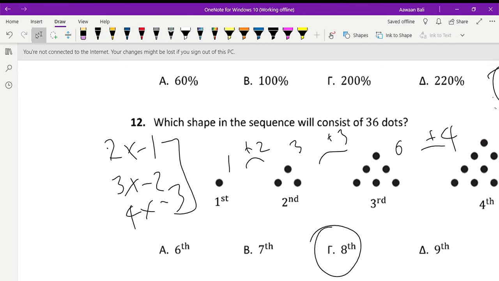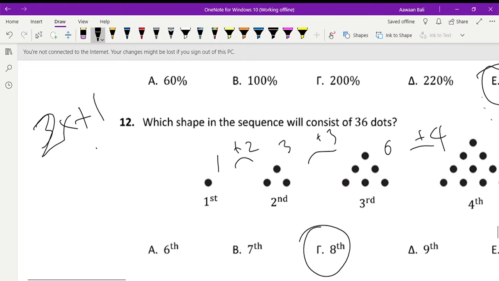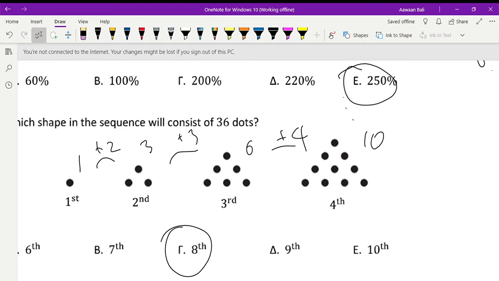3x plus 2. 3x plus 1. No, sorry. 2x plus 1. Now when we substitute 0 for the first part, 2 times 0 is 0 plus 1, 1. Then for the second one, 2 times 1, 2 plus 1, 3. 2 times 3, 6 plus 1, 7. So that makes it a bit more complicated still.